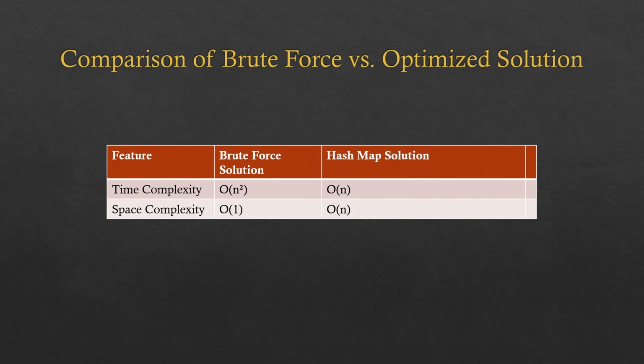Let's now compare the two solutions side by side. As you can see, the brute force solution is simple but inefficient with a time complexity of big O of n squared. On the other hand, the hashmap solution is much more efficient with a time complexity of big O of n, making it the preferred choice for large arrays.